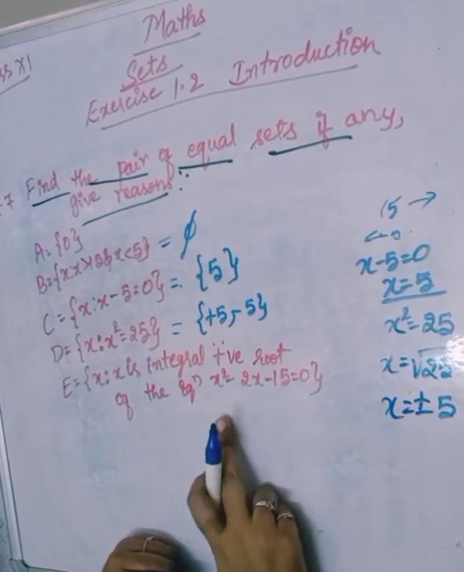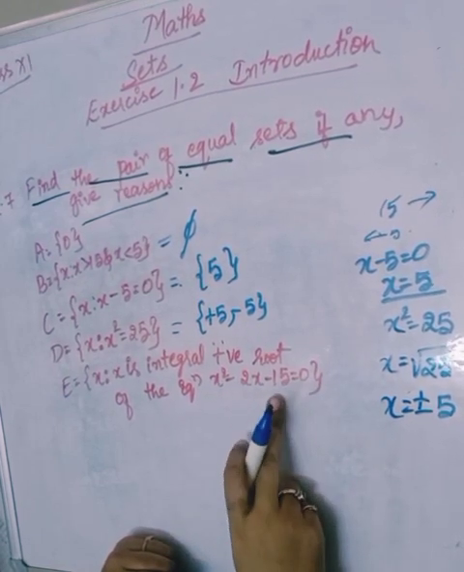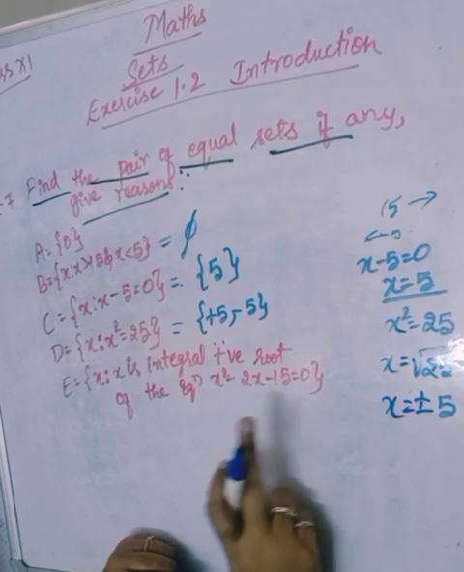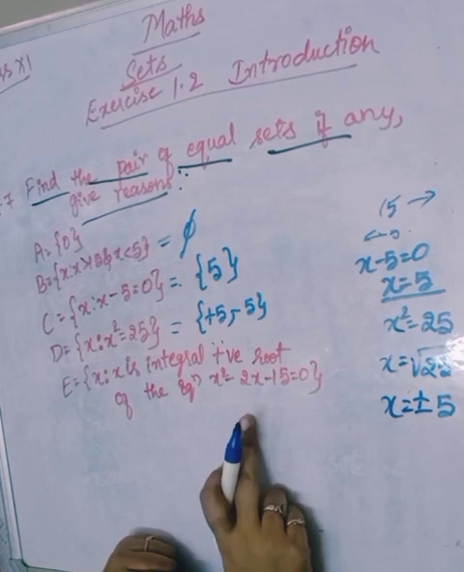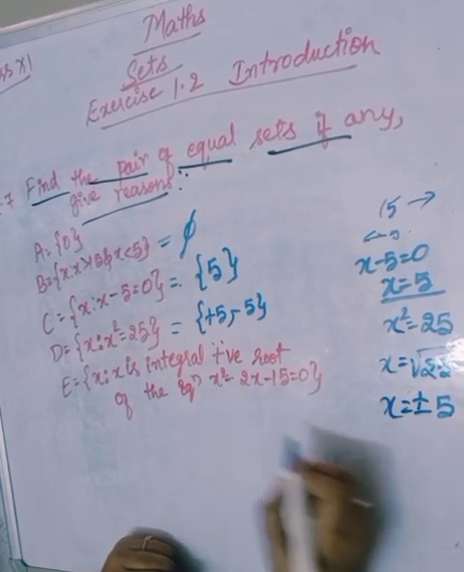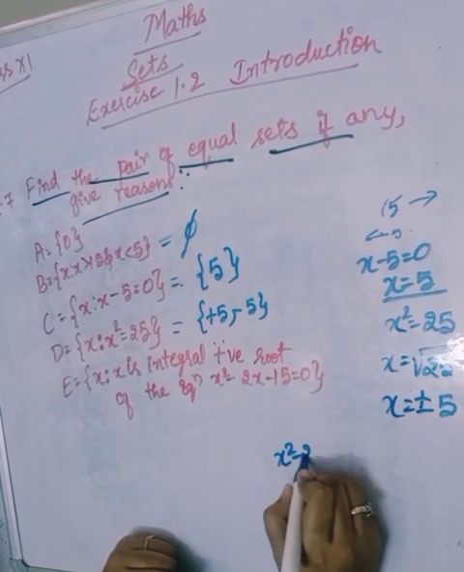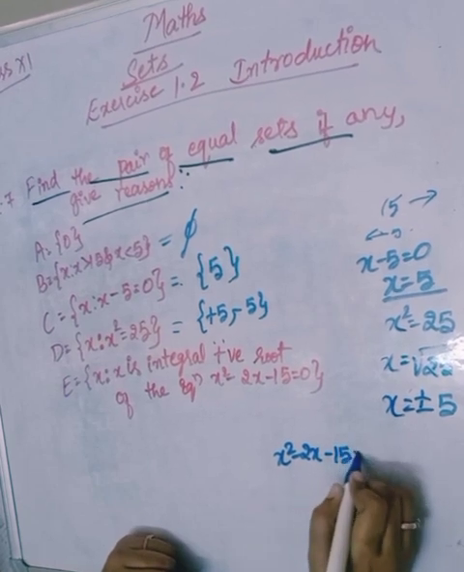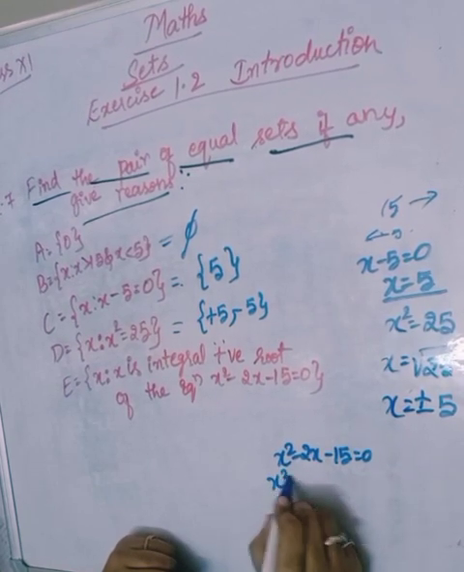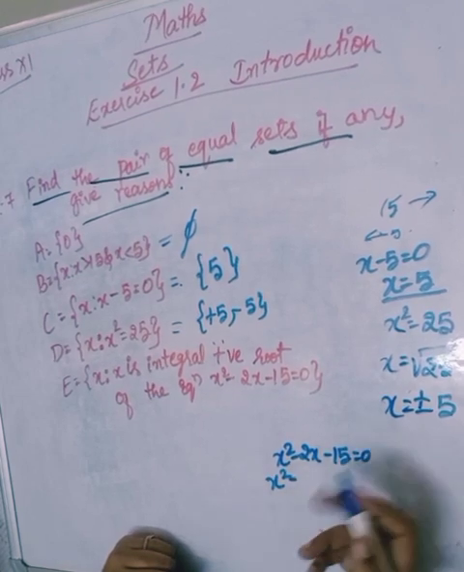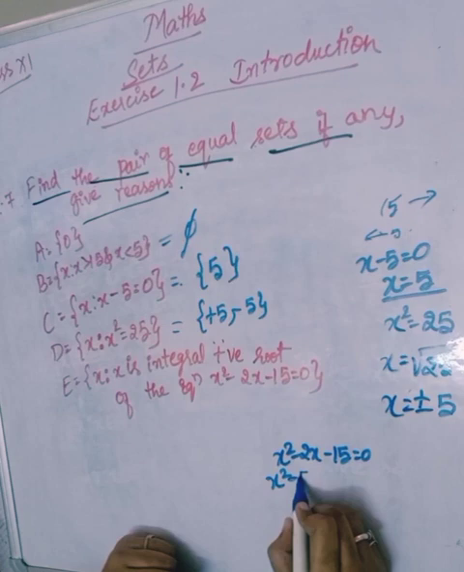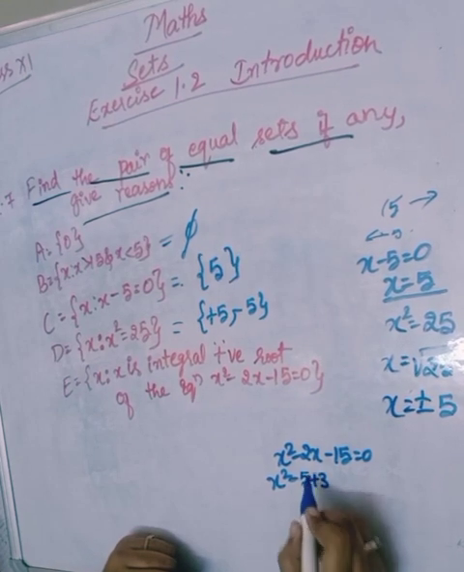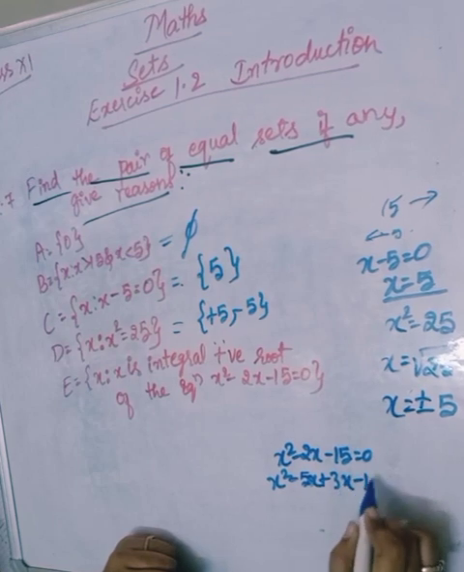Next one you can observe, E equals {x : x is an integral positive root of the equation x² - 2x - 15 = 0}. First we need to simplify this, then only we can know whether we can get any answer for this or not. So by simplifying, the equation we have is x² - 2x - 15 = 0. So what are the terms we'll get for the 15? 5 times 3 is 15. By subtracting 5 minus 3 we'll get 2. So therefore x² - 5x + 3x - 15.